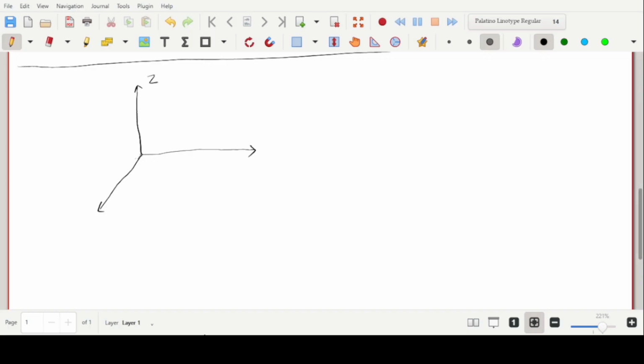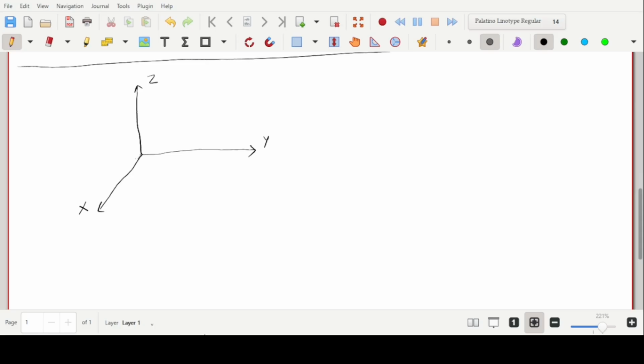This is the z axis. Generally we take this horizontal axis as x and this as y, but here just for the sake of convenience I am taking this as x and this as y. It doesn't matter, even if we choose this to be x and this as y, we can always make the necessary changes and make the same things work.